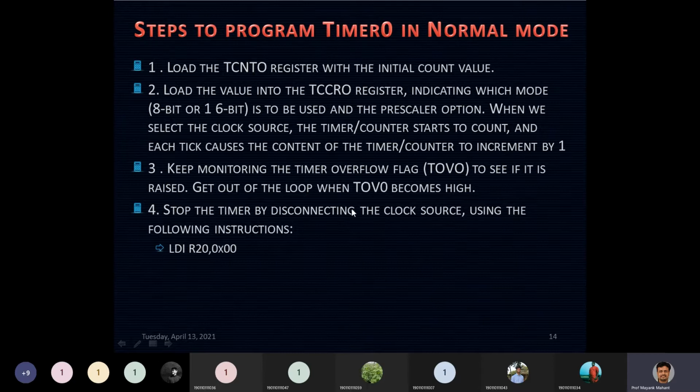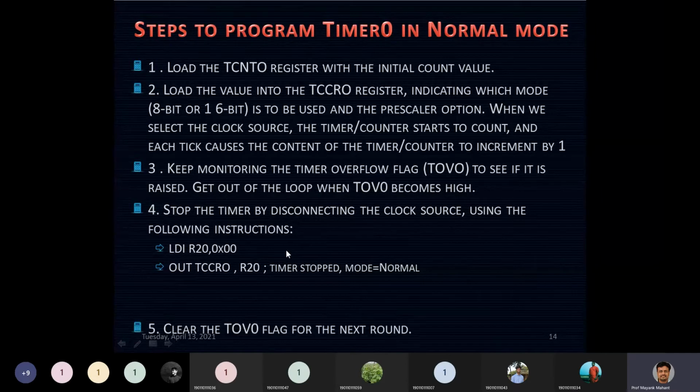This is the instruction that we can use. We need to provide 00 to the TCCR register. A simple instruction is LDI R20, 0x00, and OUT TCCR0, R20. You can use any register, not just R20. This will stop your timer in any mode. It is written here as normal mode, but in any mode, if you want to stop your timer, you just need to provide the 00 value in your TCCR register.